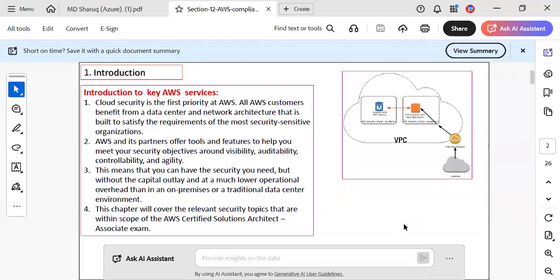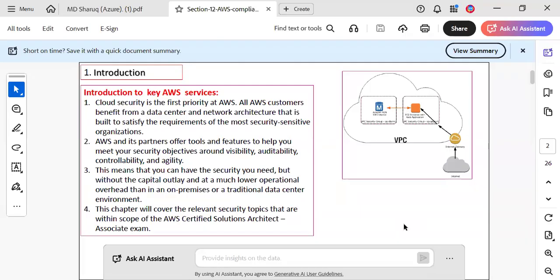This means that you can have the security you need, but without the capital outlay and at a much lower operational overhead than in an on-premises or a traditional data center environment. In a traditional IT environment, what happened? They used to have network maintenance separately. They used to have server maintenance separately. They used to have different data center project setups within the network, within the location, and from different locations also they used to have satellite links. All those they used to spend on.